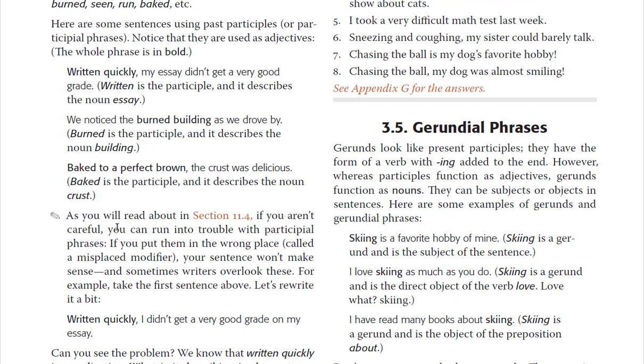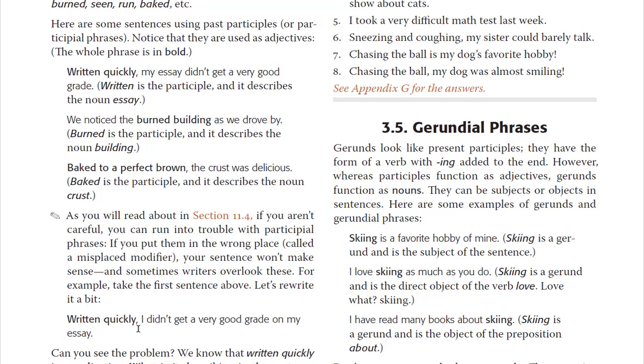As you will read about in section 11.4, if you aren't careful, you can run into problems with participial phrases. Students run into problems with participial phrases when they make mistakes with a dangling modifier or misplaced modifier. So we're going to go over that in section 11.4. And if you have a dangling or misplaced modifier, your sentence won't make sense. And sometimes writers overlook these.